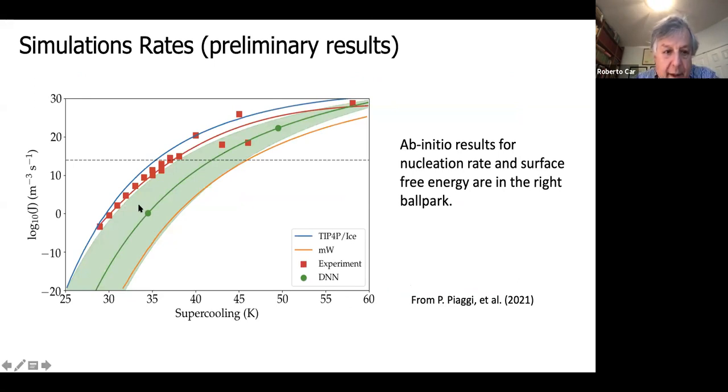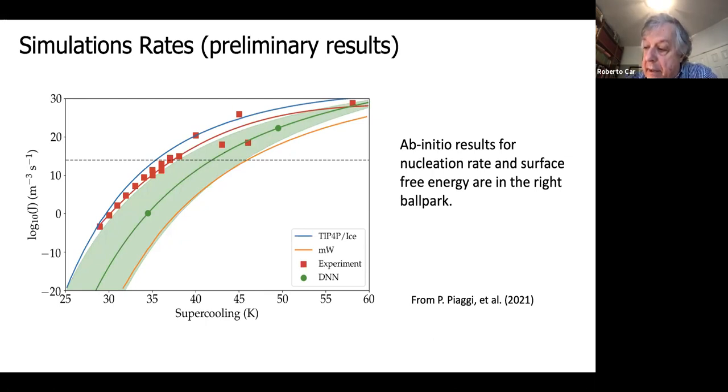Here, these are experimental data points. These are the results with T4PIs, and these are the two simulations that we have done so far, and then we interpolate with classical nucleation theory, we get this green line. This is the result obtained with the mW and other empirical potential models for water. And now what is this green region here? The green region here is the uncertainty in our simulation, simply due to the uncertainty in the critical temperature estimation.